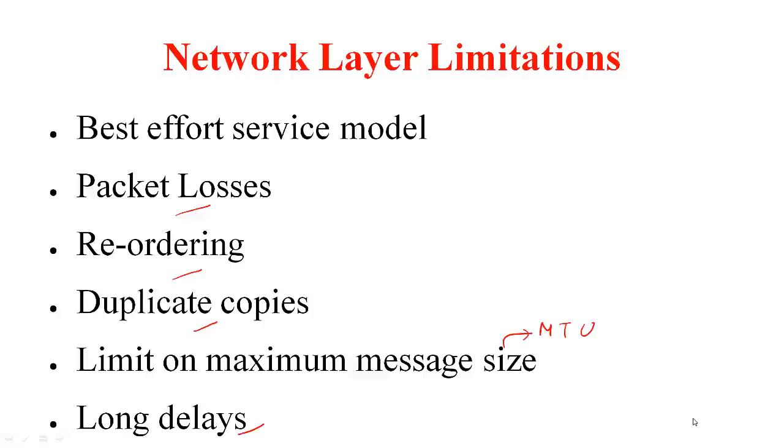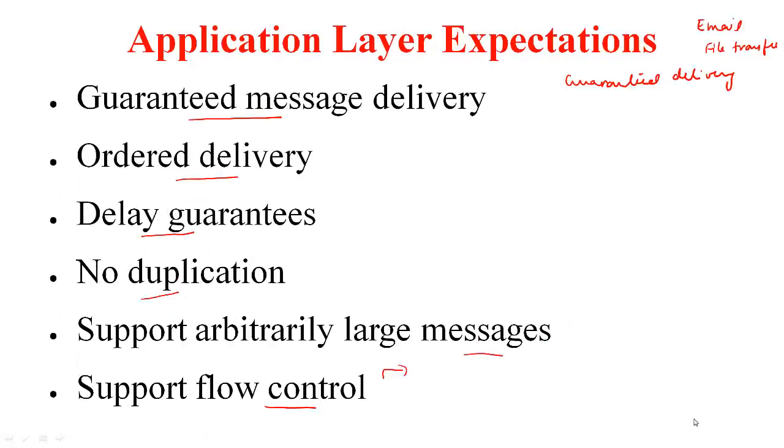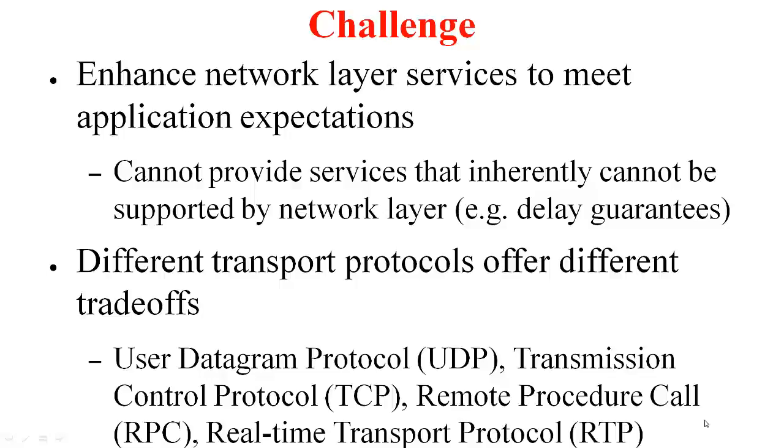So how should one meet the application layer expectations? One approach could be to tell the application, fine, this is the network layer service. If you want anything else, you build it yourself. But if many applications want the same kind of service, for example, guaranteed message delivery is needed by many applications, email, file transfer, web browsing, and so on, it may be useful to implement this service as part of the communication infrastructure itself. So that's where the transport layer comes into play.